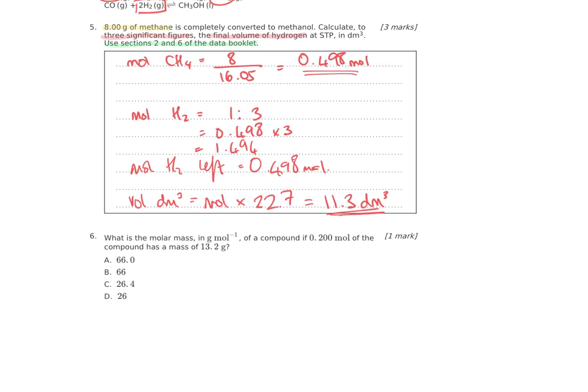Next one, what is the molar mass? So remember, molar mass is just Mr, or Ram. What is the molar mass of a compound if 0.2 moles of the compound has 13.2 grams? Now, remember you don't have a calculator again in these ones. So it's going to be mass over moles.